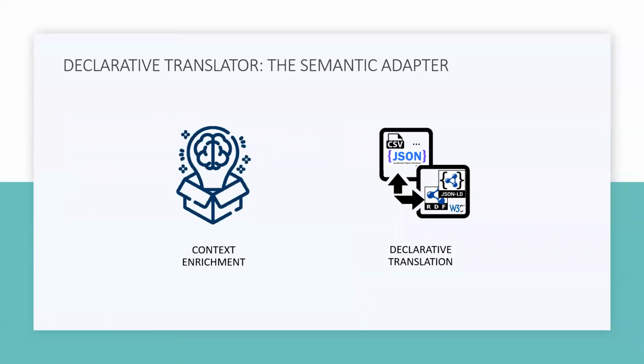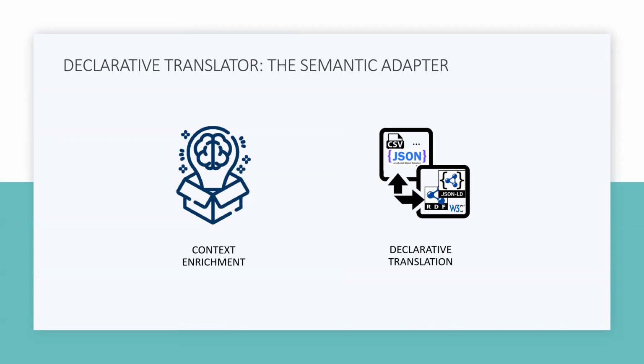So the declarative translator is the semantic adapter. The semantic adapter applies content enrichment to the thing description stored in the Aurora node, and the translator translates heterogeneous formats such as JSON or CSV to W3C standards such as RDF.